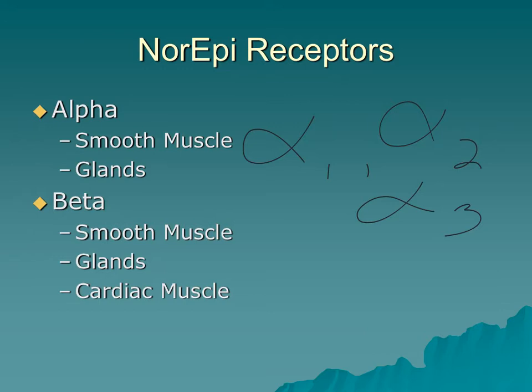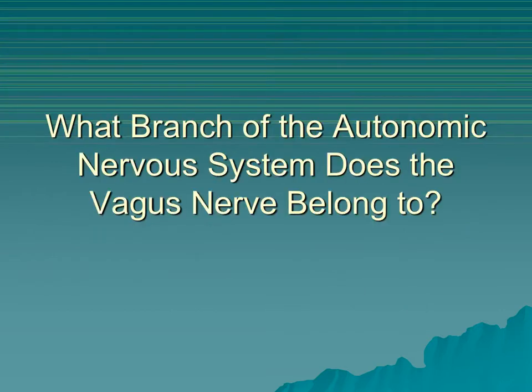Similarly, within beta we could have beta 1 and beta 2 type receptors. Again, these are Greek letters, so that's why the funny shape of them. The alpha receptors will be found on smooth muscle and glands, and the beta receptors will be found on smooth muscle, glands, and cardiac muscle. So again, that is a difference between the norepinephrine receptors and the nicotinic and muscarinic receptors, the ACH receptors.